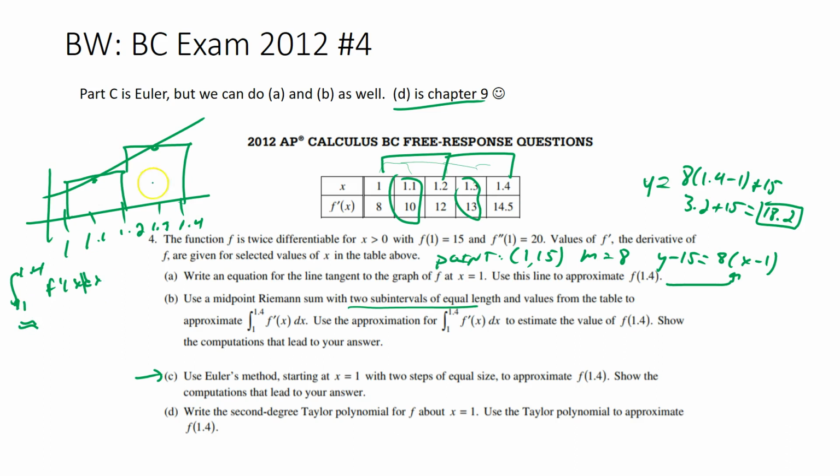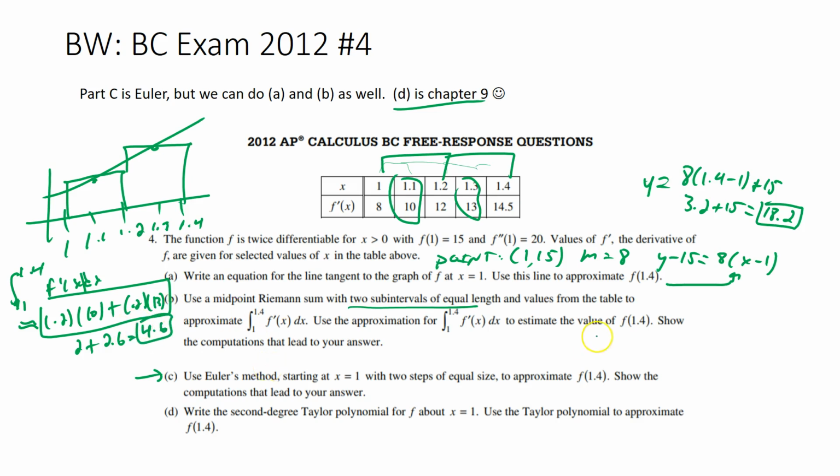is approximately equal to, let's see, the width of that guy is 0.2. The height is going to be 10. Plus the width of this guy is 0.2 times the height of that, which is f prime of 1.3, which is 13. You can just circle that and be done with it, right? But 0.2 times 10 is 2, plus 0.2 times 13, that's 2 times 1.3, that's 2.6. So that would give us 4.6. Okay, so that's the integral value.